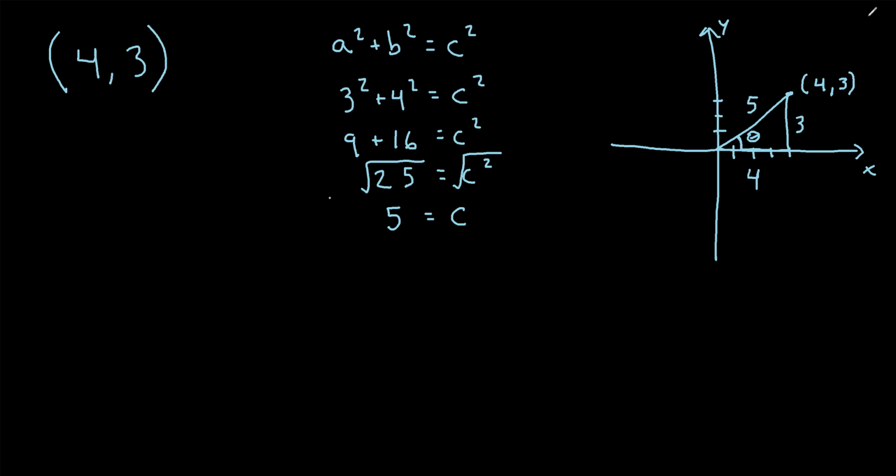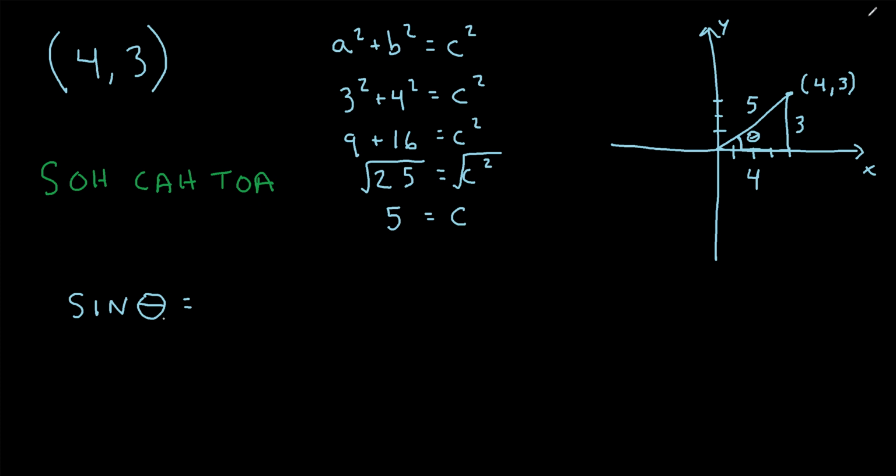So for example, let's say we wanted to find the sine of that angle. How can we find the sine? Well, it helps if you remember the acronym SOHCAHTOA. Where the sine is calculated by taking the opposite side over the hypotenuse. The cosine is calculated by taking the adjacent side over the hypotenuse, and the tangent is calculated by taking the opposite side over the adjacent side.